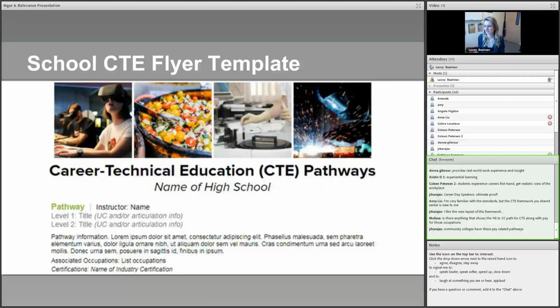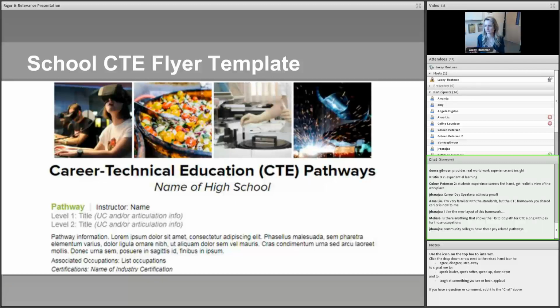And this is a template I created based off of flyers we have in Napa County. And we have these flyers for our schools. So this is a template you can use where you put in the name of your school. You can change the pictures to relate to the pathways you have. And you add in the pathway names. The instructor name you can add if you'd like. The levels, the titles of the courses.